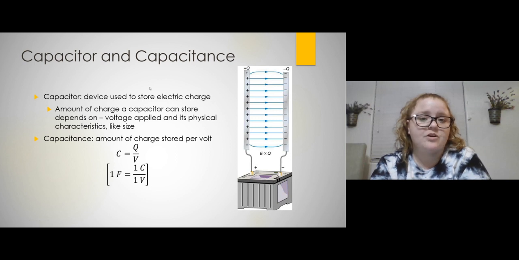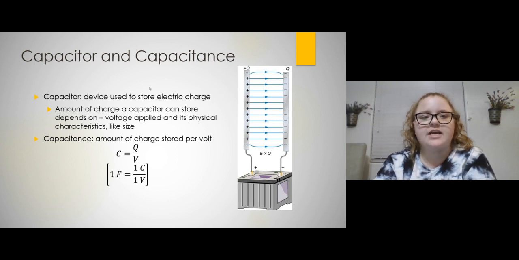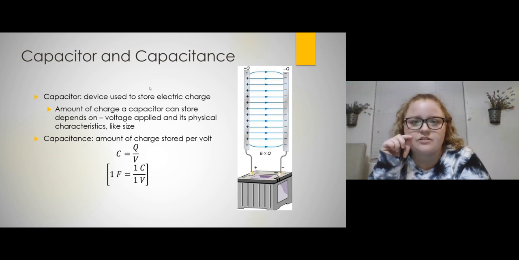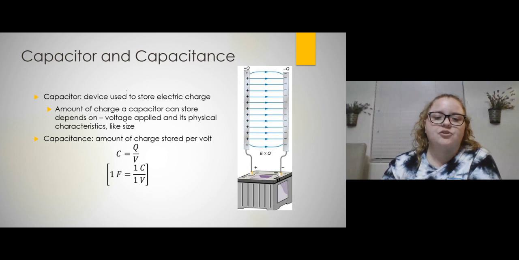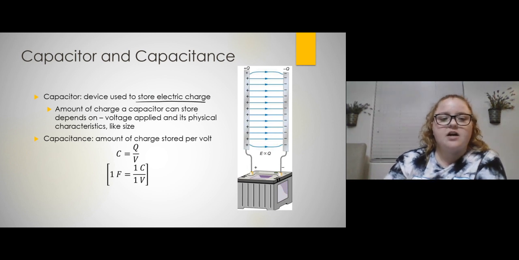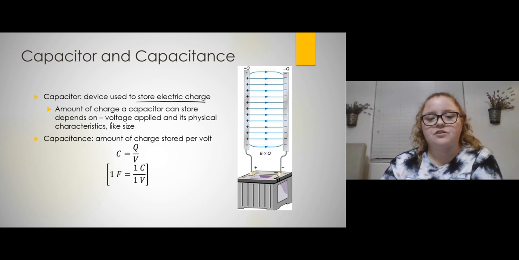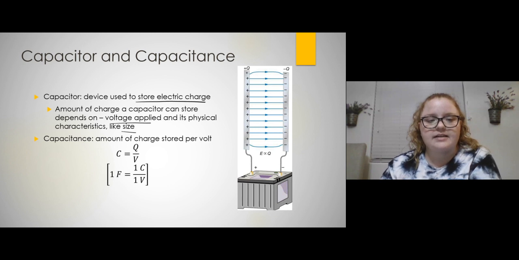Welcome back. We're going to continue our discussion and start to talk about capacitors and capacitance. So a capacitor is a device that's used to store electrical charge. Okay? And the amount of charge a capacitor can store depends on voltage applied and its physical characteristics like size. Okay? An example of a capacitor would be a battery.